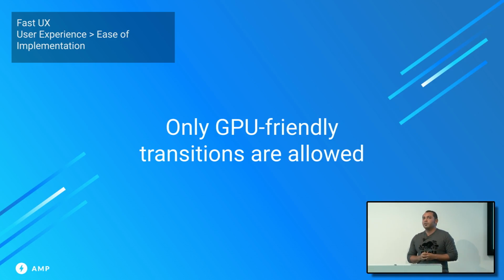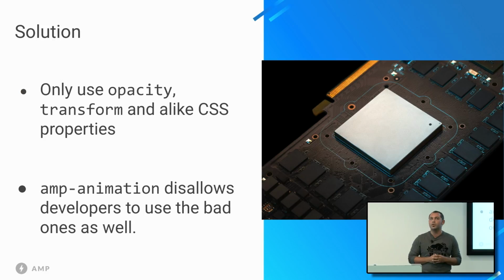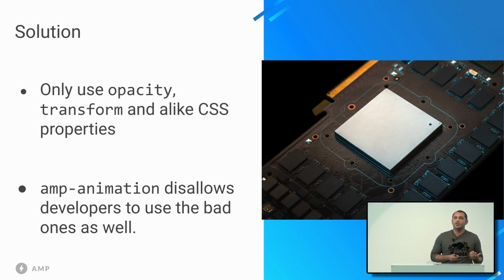Only GPU-friendly transitions are allowed in AMP. And this is back to the same principle. We want fast experiences for the user, and we want to do things that are 60 frames per second. And we also want to do only things that can be made fast. Some transitions inherently cannot be moved to the GPU layer and cannot be fast. So we don't want to use those. This follows best practices on the web. Just use opacity and transform in CSS if your component needs to do something like that. And avoid transitioning top, left, height, width, and so on.